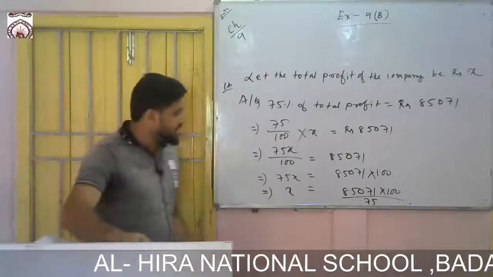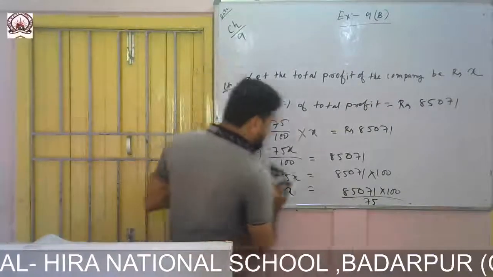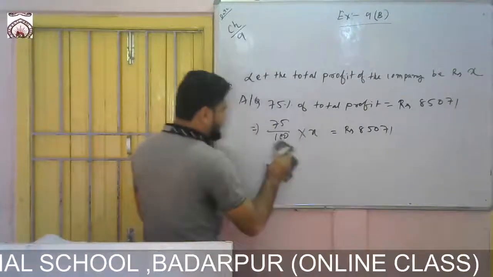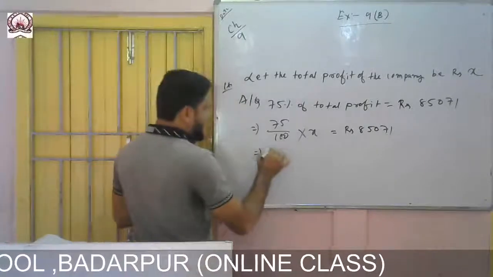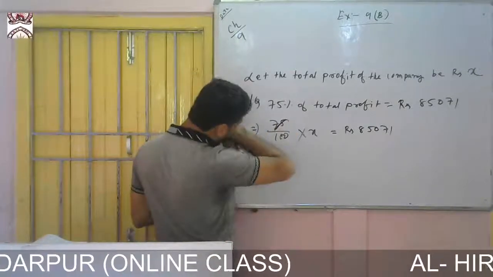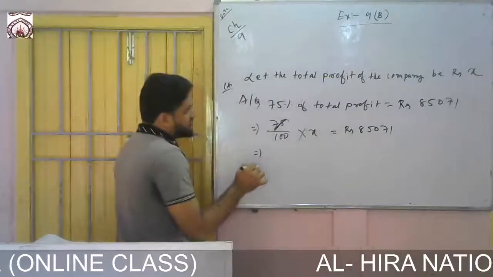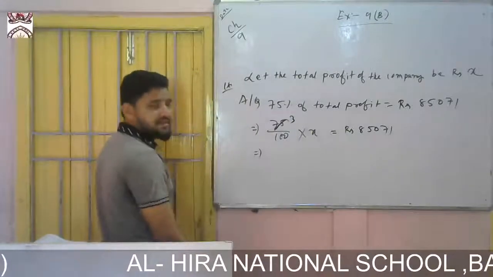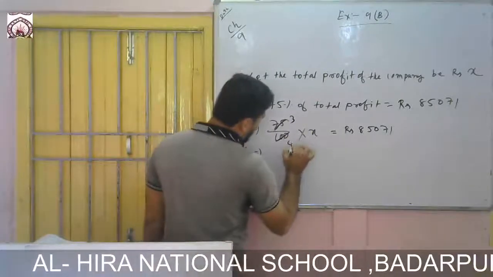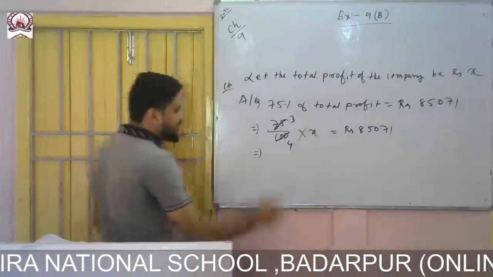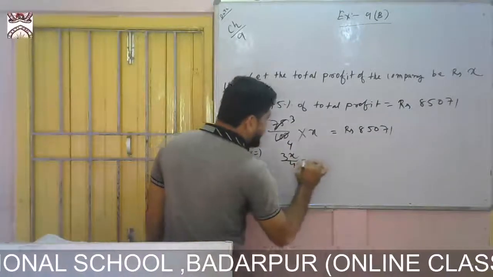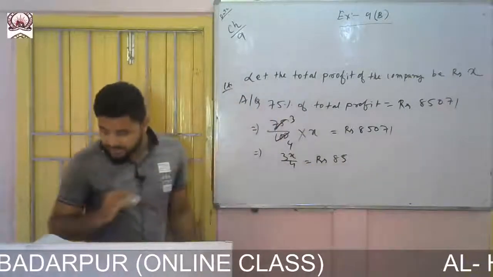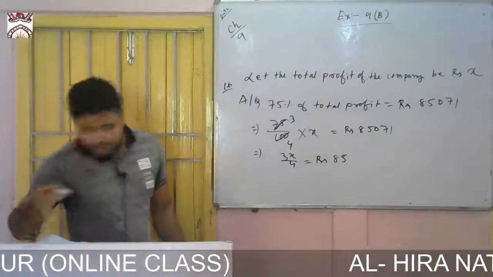One thing you do here, it will be a bit small. Before that, I shall make it less: 75, how much? 325 just 75, and 425 just 100. So it will be 36 by 4, rupees 85071.